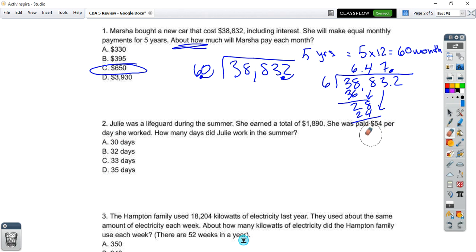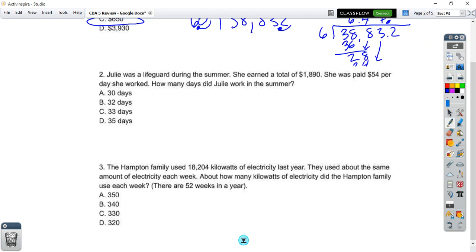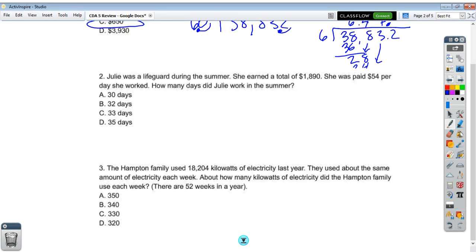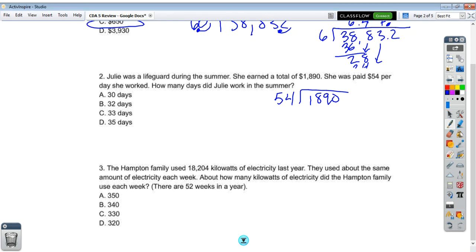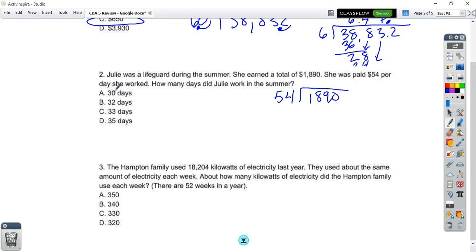Let's move on to the next problem. Julie was a lifeguard during the summer. She earned a total of $1,890. She was paid $54 per day that she worked. How many days did Julie work in the summer? Okay, well, again, there's two ways to do this. We can either divide, so I have 1890 divided by 54. That's sort of annoying. I don't really want to do that because I look over here, all my numbers are super close. So even if I get the first digit, I'm going to have to keep dividing. Up here, they're not close, so I can use mental math and estimate.